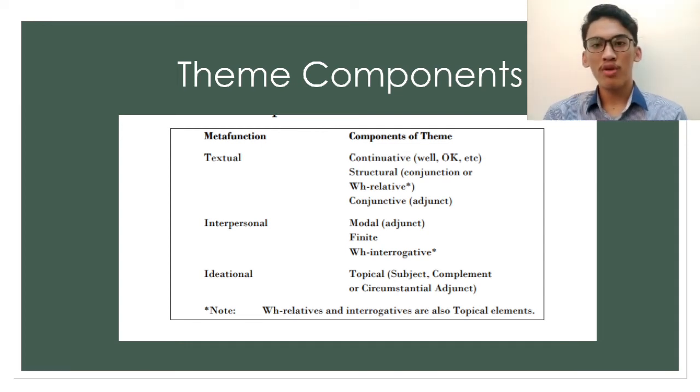And in this chapter, I will present about theme components and theme and new information. Let's start with theme components. So the metafunction of theme and rheme is divided into three. Number one is textual. Textual consists of continuative like well, okay, then structural and conjunctive. Next metafunction is interpersonal, that consists of modal, finite, and WH interrogatives. And then the third metafunction is ideational, which consists of topical.